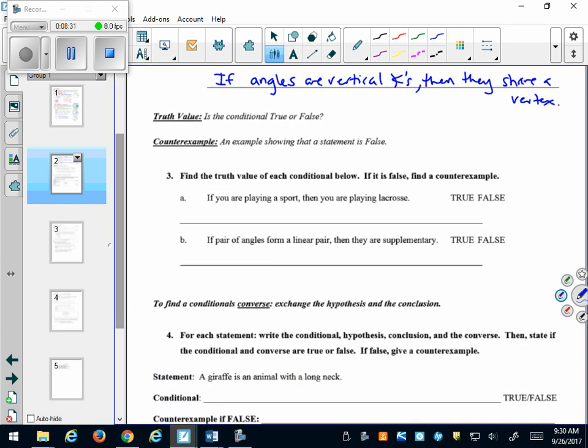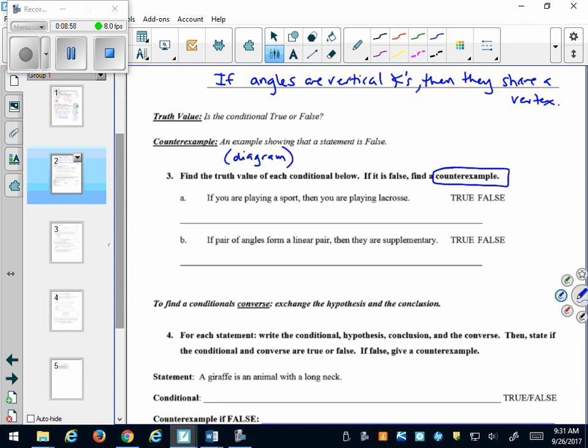Okay, truth value is just saying, is this conditional true or false? A counterexample is an example. Sometimes it can just be a diagram to show that something is false. So find the truth value of each conditional, and then if it's false, give a counterexample. This is an important word to understand, counterexample.